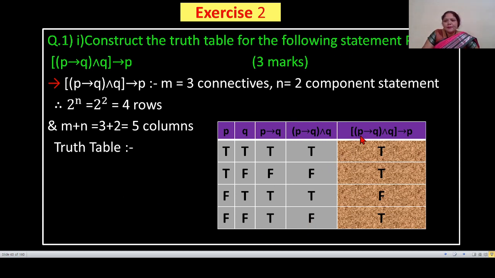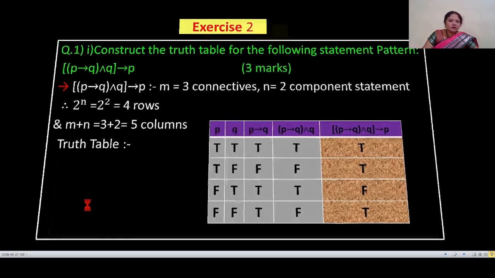And last, P implies Q and Q implies P. Means implication of fourth column and first column. We know that in implication, if first statement is true and second statement is false, then their implication is false, otherwise implication is true. Therefore, T implies T is T, T implies F is F, and so on. Here first statement is true and second statement is false. T implies F is F and F, F, T.